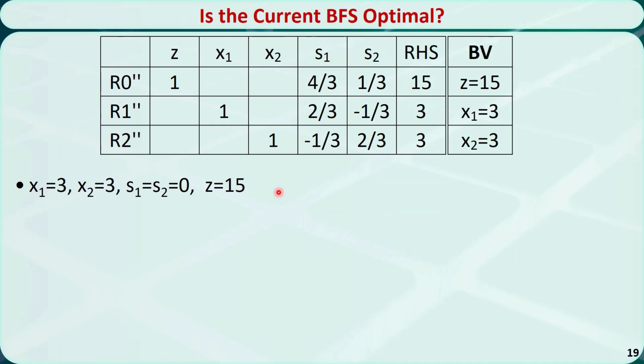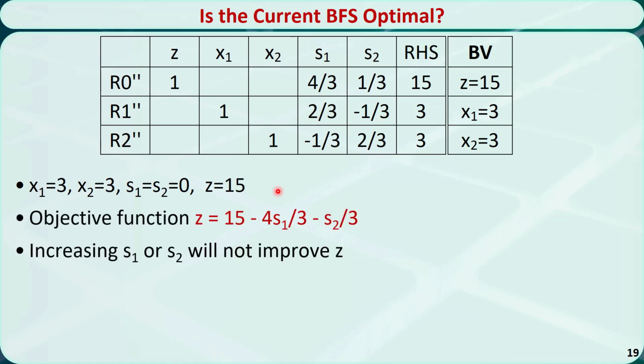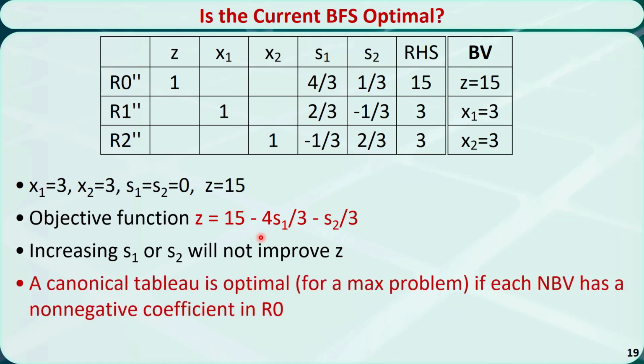Let's write out the basic feasible solution. x1 is equal to 3, x2 is equal to 3, s1 is equal to s2 is equal to 0, and z is equal to 15 for this basic feasible solution. Increasing s1 or s2 will not improve z, so the current basic feasible solution is optimal. As a general rule, a canonical simplex tableau is optimal for a maximization problem if each non-basic variable has a non-negative coefficient in row 0.